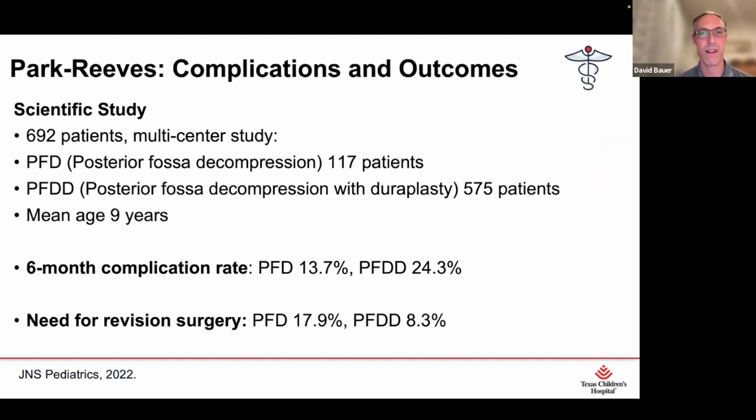In a more recent study, and this was not just one surgeon, but multiple centers, and a lot of the data was prospectively gathered, the complication rate was a little bit higher. This is for PFD, which is the posterior fossa decompression, and posterior fossa decompression with duroplasty, PFDD. And the need for revision surgery, meaning the need to have additional surgery, was not zero as well. For the decompression alone it was around 18%, and the decompression with duroplasty was 8%.